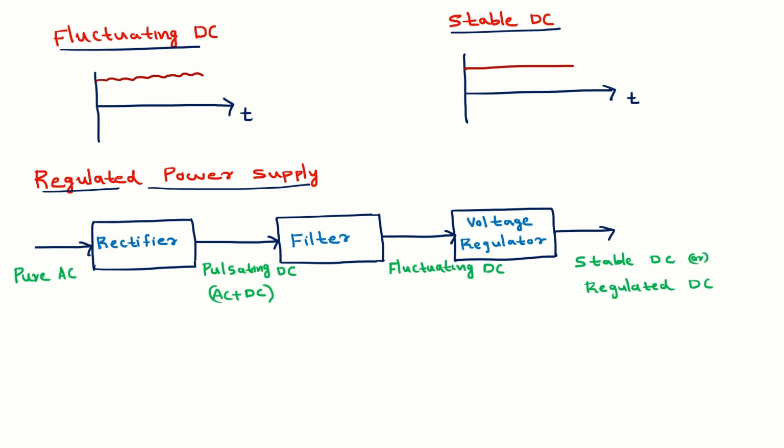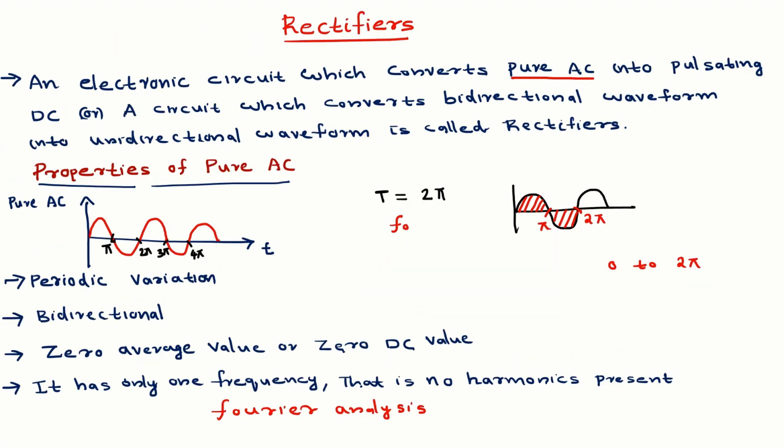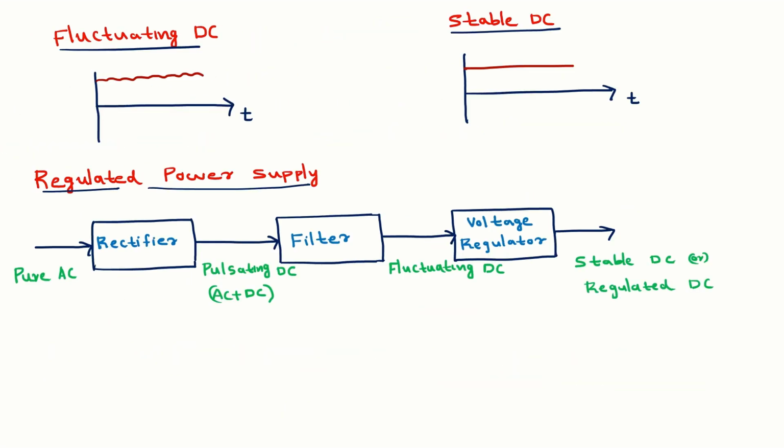Already I have stated that the rectifier converts pure AC into pulsating DC. So the input to the rectifier is a pure AC. Already I have drawn the waveform of a pure AC signal. Look at this one: it has periodic variation, is bidirectional, has zero average value, and contains only one frequency. Then the rectifier converts it to pulsating DC, which is a combination of AC and DC.